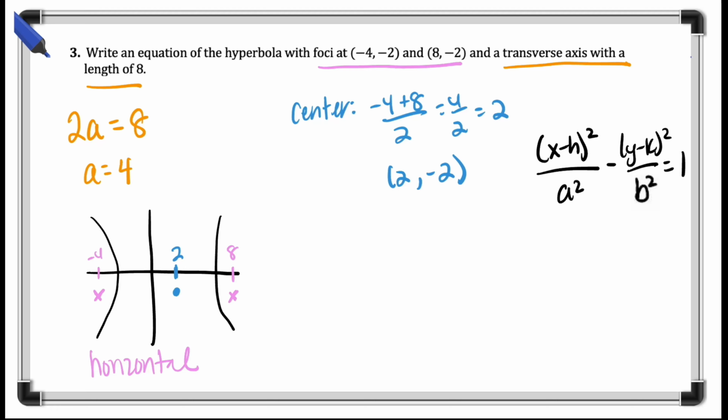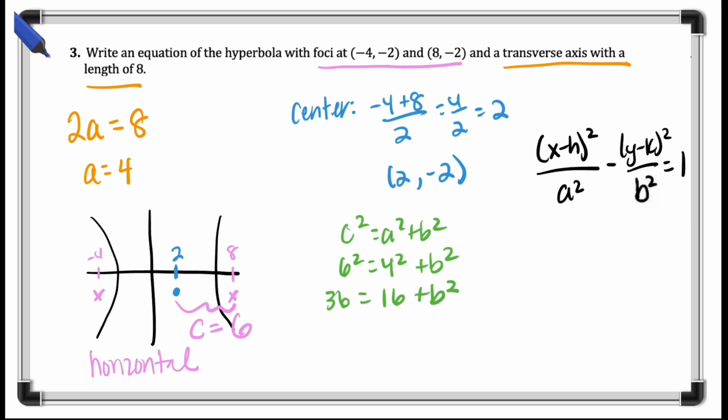Now we have to find the B value. How we can do that is, if I know my foci, going from the center to the foci, that's the C length. The difference from 2 to 8 is going to be 6. So I can use my formula here and say 6 squared is equal to, A was 4, so 36 and 16. I can subtract, and then I would get 20 for B squared.